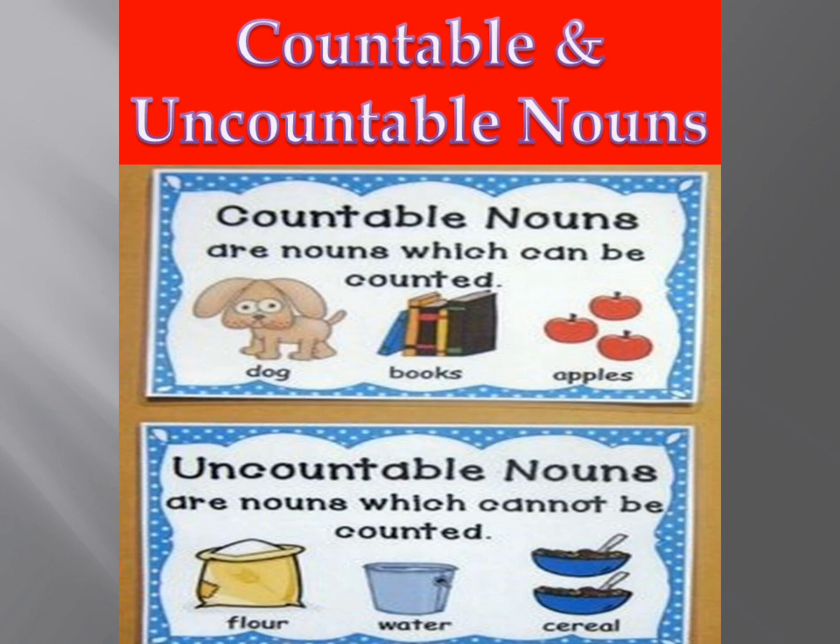On the other hand, some nouns like water, oil cannot be counted. They can be weighed, but we cannot count their number. So, such nouns which we cannot count are known as uncountable nouns. Examples for countable nouns are dog, books, apples, etc. And examples for uncountable nouns include flour, water, oil, cereal, etc.